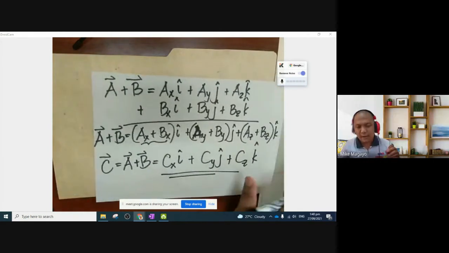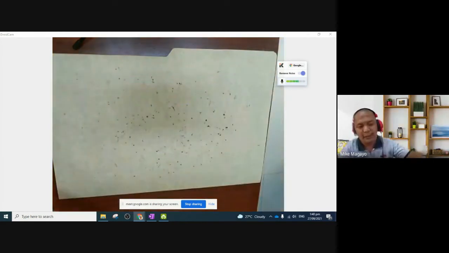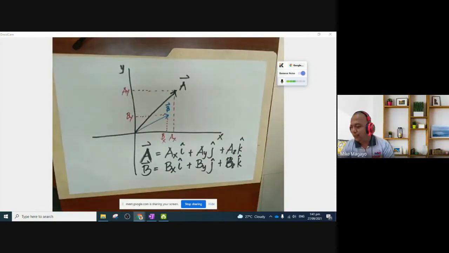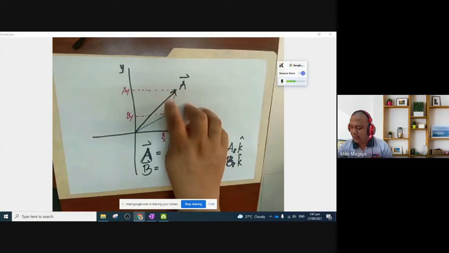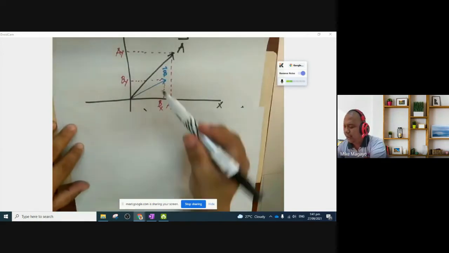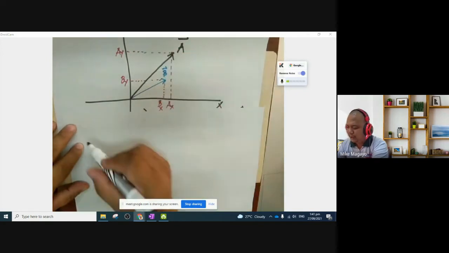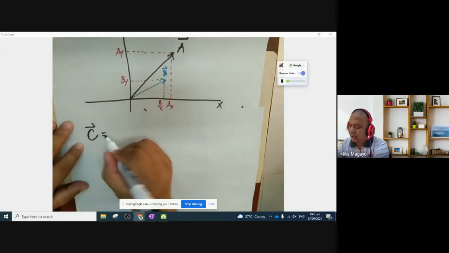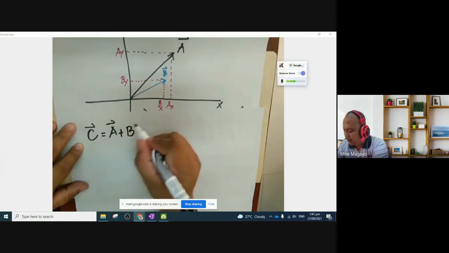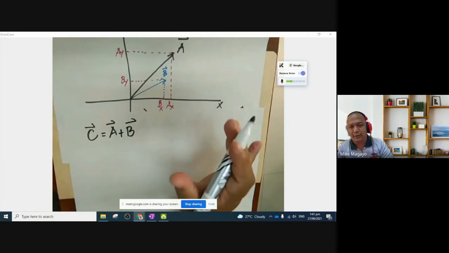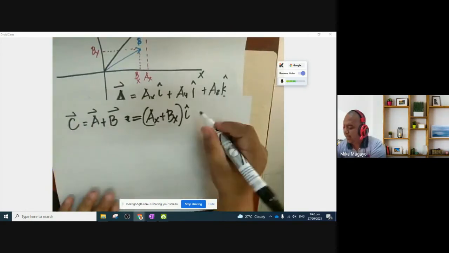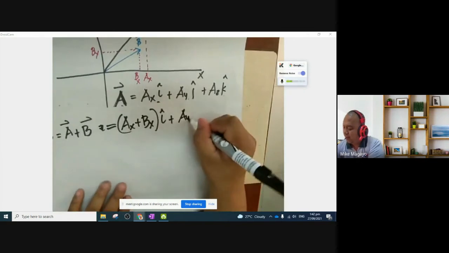Let's add now vectors in two dimensions. By this, we could use a geometric approach. First is using the parallelogram. Let's add this geometrically. How can we do that? If we have, again, as I said, we're just dealing in two dimensions. As you can see, vector C is given by A plus B, but we limit now our consideration in two dimensions only. AX plus BX I hat plus AY plus BY J hat.